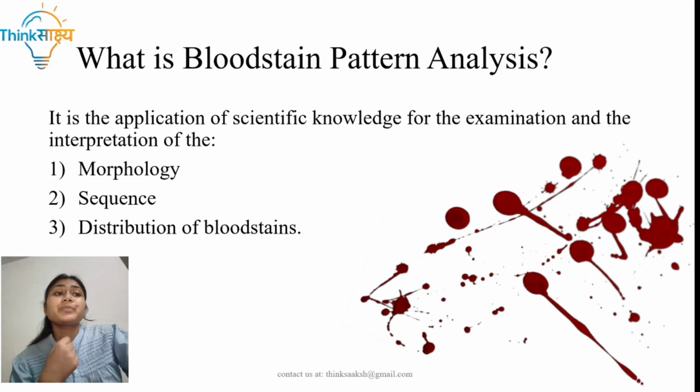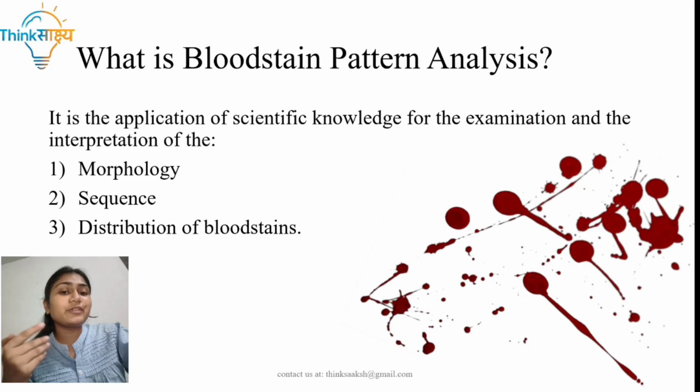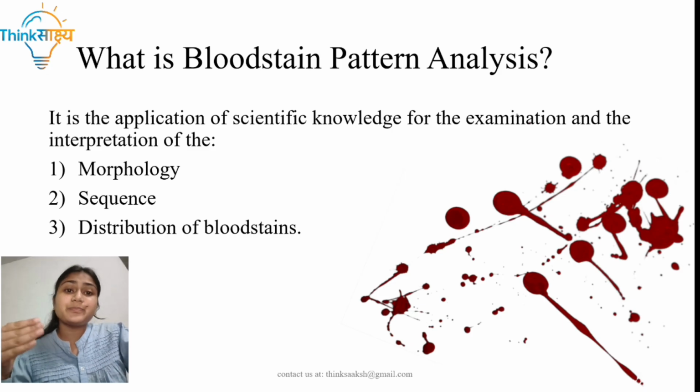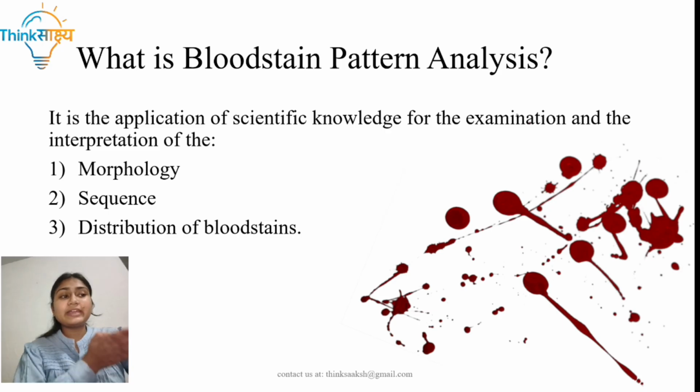So second is the sequence. Sequence is the order in which these stains were created on the crime scene. From this we will get to know about the occurrence of the events that were carried on the crime scene, like how the crime occurred with the sequence. If first this stain was created, then the first scenario happened here, then later if we get the stains here, then the body or the victim was shifted from here to here.